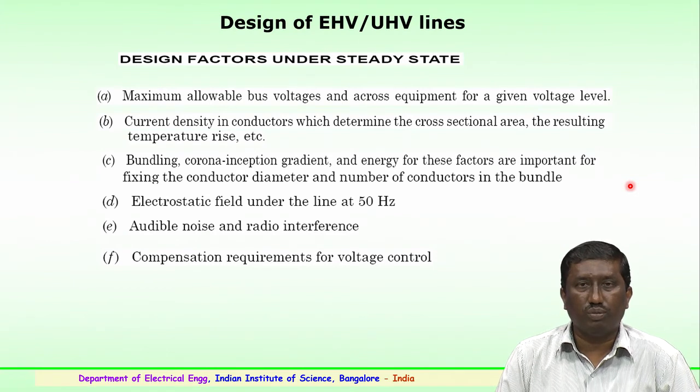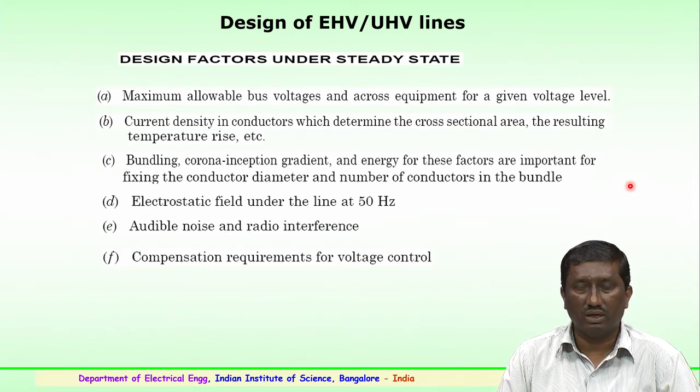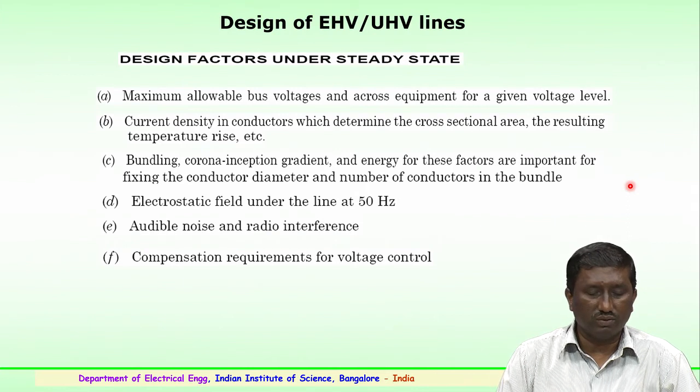The second point is the current density in the conductors. What is the current carrying capability, the dimension of the conductor, the diameter of the conductor, and how much is the current density in that, which determines the cross sectional area. This again depends on the resulting temperature rise etc. So, this is very important.